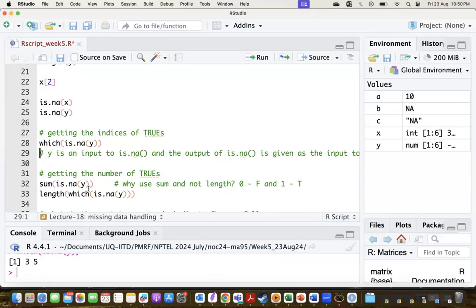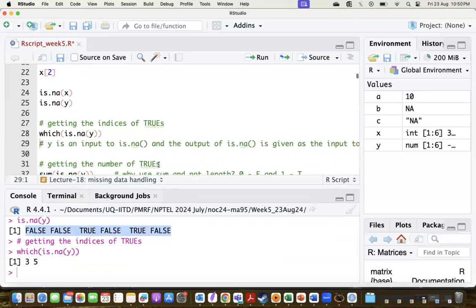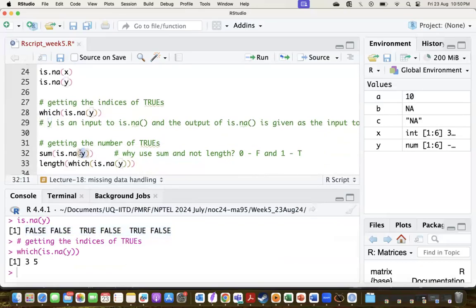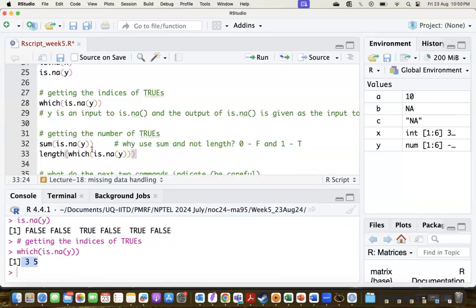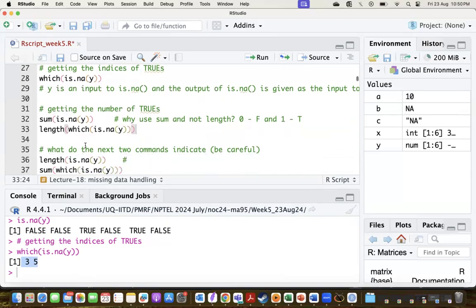The second question was, how many NAs are there in all? So through these two outputs, we can either add these up in terms of zeros and ones, which we can do using the sum function, or we can count the number of elements in this output, which is 1 and 2. So that's 2. Both of these tell us that there are 2 NA elements in vector y.